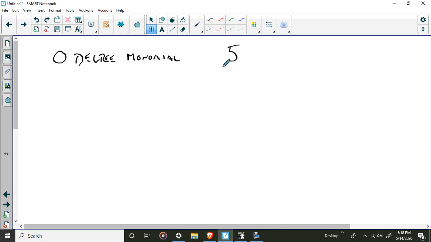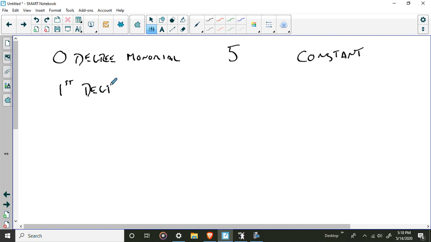There's one term there, right? And it's got no exponent. There's not even an exponent of 1. This is a 0 degree monomial, and we call that a constant. Okay, and you guys should know that. Anytime we see a number just by itself, no x's, no y's, just a number by itself, that is a constant.